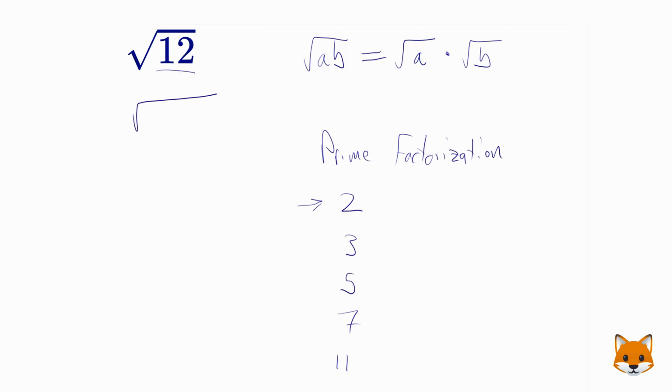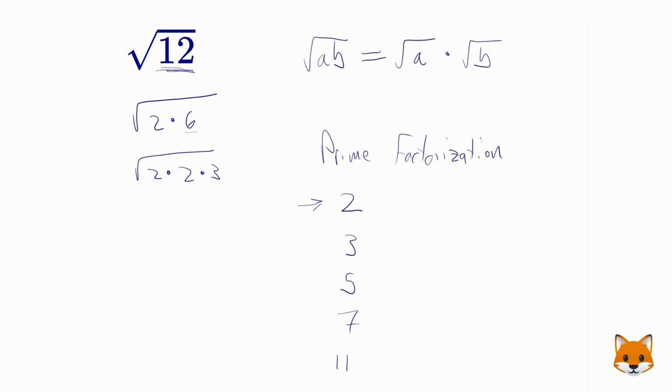So we can rewrite square root of 12 as the square root of 2 times 6. Great. Now, if you notice, 6 is not a prime, so we have to redo this process here. Can 6 be divided by 2? Yes, it can. So we can rewrite this as 2 times 2 times 3, because 2 times 3 is 6. And now if we check this, 2 times 2 is 4, 4 times 3 is 12, and we started off with 12. Excellent.